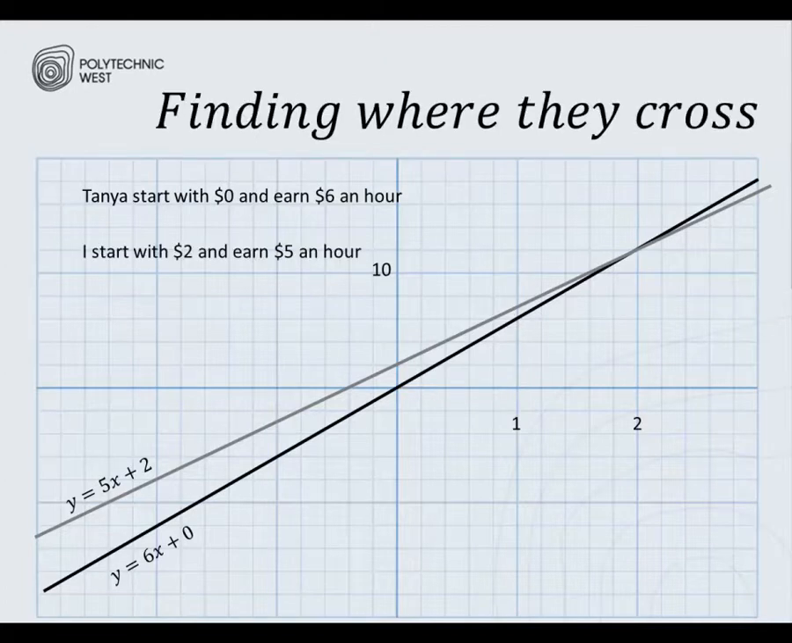What I want to do is to solve these two equations, which means find where they cross. To do that, there's two ways. The first way is just to look at the graph. And just looking at the graph, it looks like they cross there, which looks to be 2 hours, and looks like that would be at $12. So 2 and 12. So that's the first way. Just graph them and see where they cross.